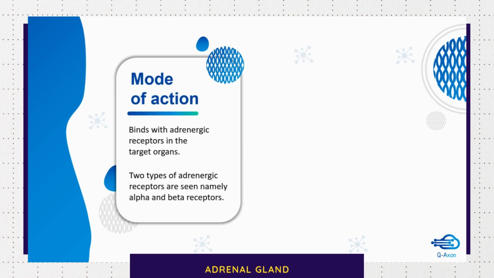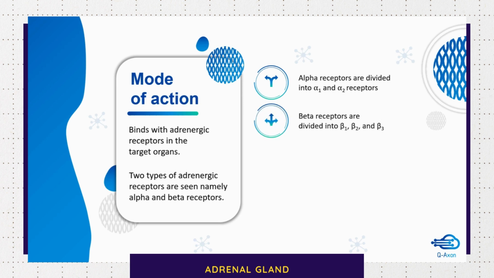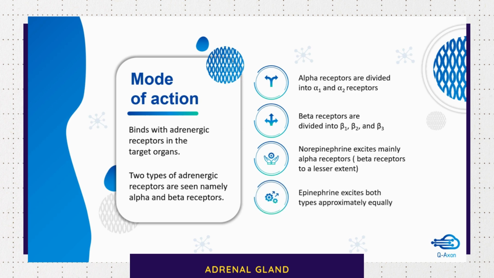Moving on to mode of action of catecholamines. They bind with adrenergic receptors in the target organs. There are two types of adrenergic receptor, namely alpha and beta. Alpha receptors are again divided into alpha 1 and alpha 2, whereas beta receptors are divided into beta 1, beta 2 and beta 3. Norepinephrine, otherwise called noradrenaline, mainly excites the alpha receptors and to some extent the beta receptors. Epinephrine, otherwise called adrenaline, excites both of them approximately equally.